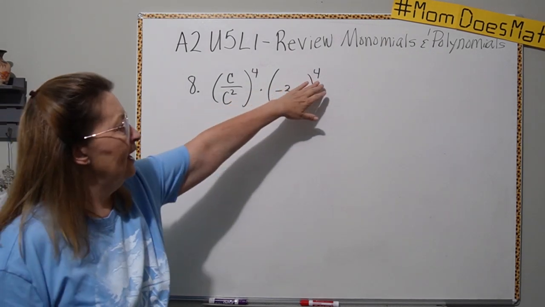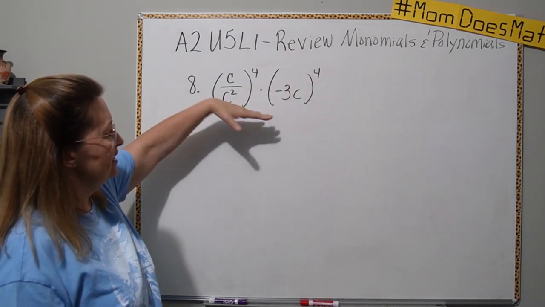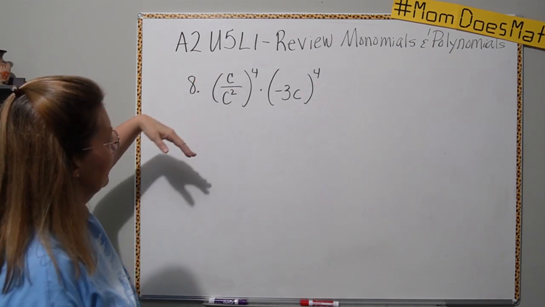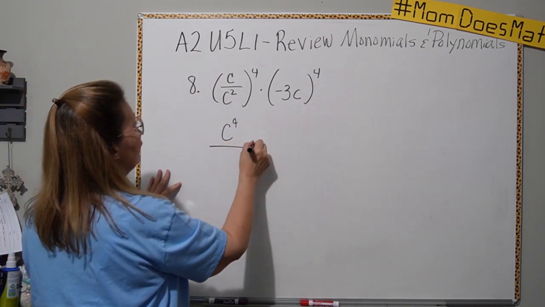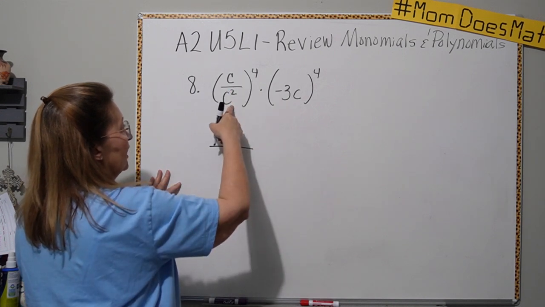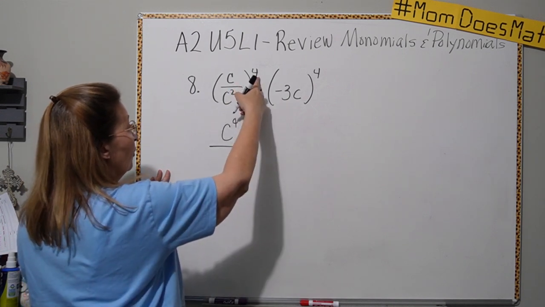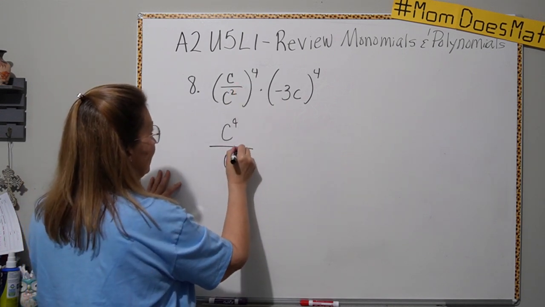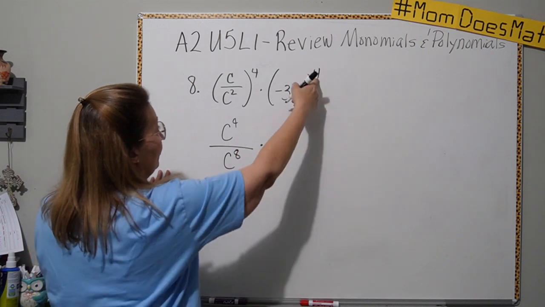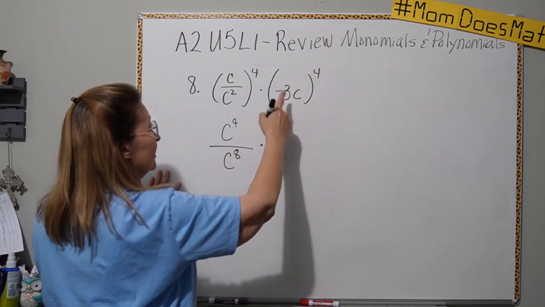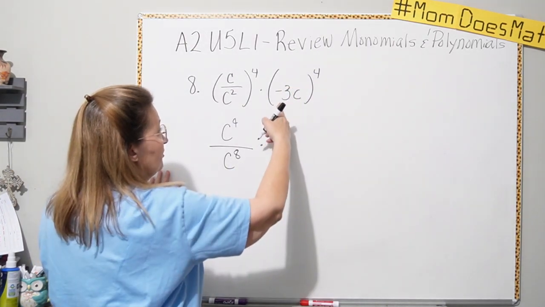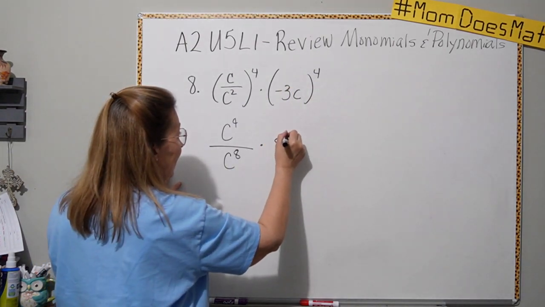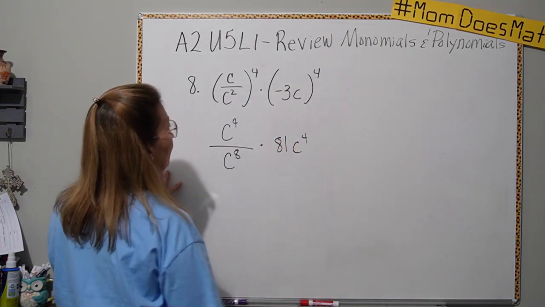So we've got exponents outside the parentheses. Let's get rid of those first, or let's distribute those first. So here I'm going to have c to the 4th over, and when I take c to the 2nd and raise it to the 4th, that's going to give me c to the 8th. All right, now when I take the -3 and raise it to the 4th power, since this is even, it's going to make this positive 81 c to the 4th.